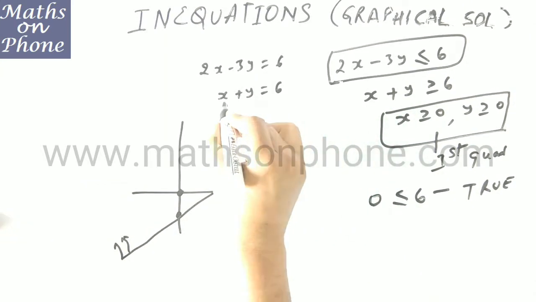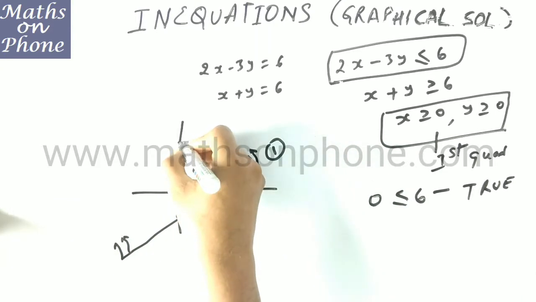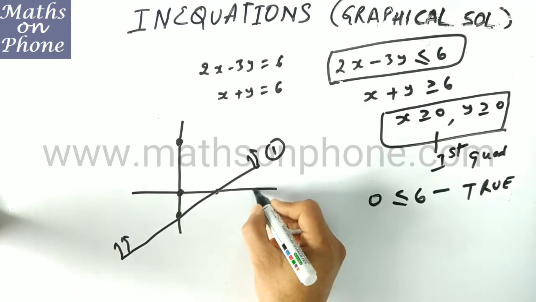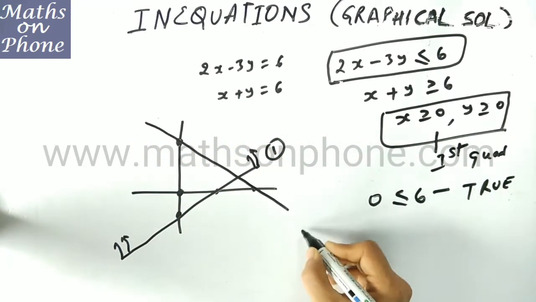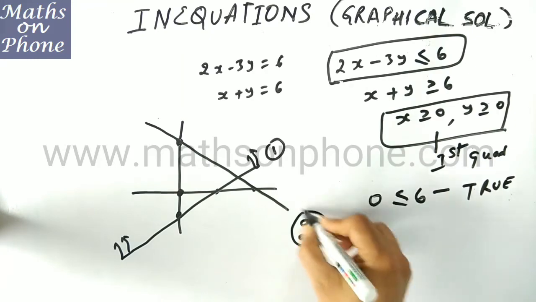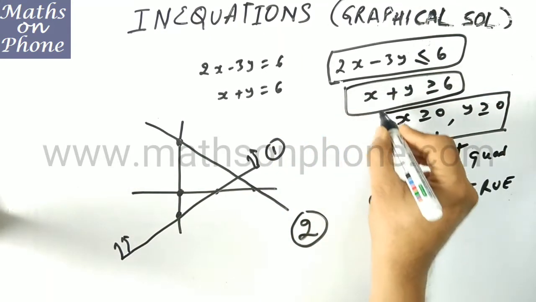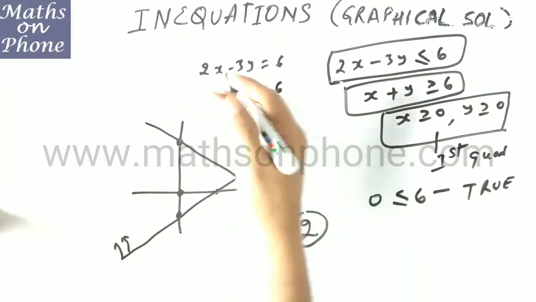Now go for the second equation. The line is like this. You put x is equal to 0, y is 6. Y is equal to 0, x is 6. Now draw the line. This is line number 2. Shade the inequation portion. Again with respect to origin, either origin side or non-origin side.